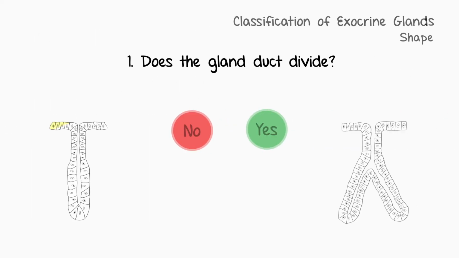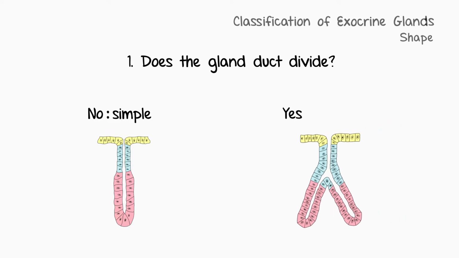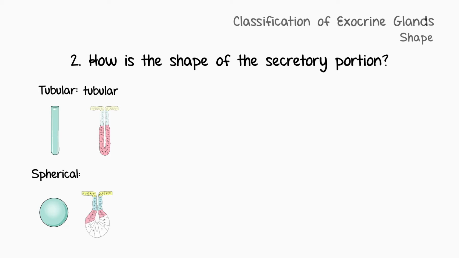If the exocrine gland has only one single undivided duct, it is called simple. If the duct divides itself, it is classified as compound. This is the classification related to the gland duct. The other 2 questions about the shape refer to the secretory portion. This portion may have a tubular or spherical shape, both hollow. If it is tubular, the exocrine gland is classified as tubular. If it is spherical, the exocrine gland is acinar or alveolar.